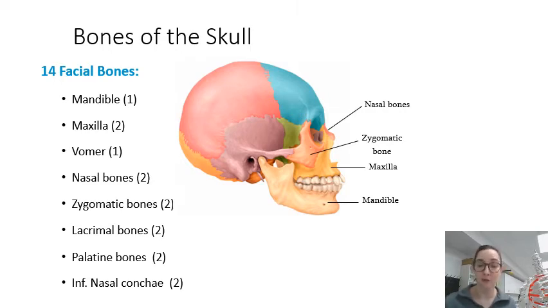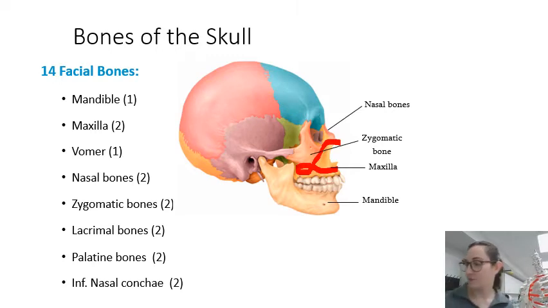We also have facial bones, and the facial bones are going to be more concentrated here in your face. So we're going to go through these one at a time. One of the easy ones here is your mandible. So mandible is your jawbone, the lower jaw. Then you have two paired maxilla. So the maxilla would be the upper jaw. We can see this one in yellow right here. That's maxilla. And you have one on each side of your face.